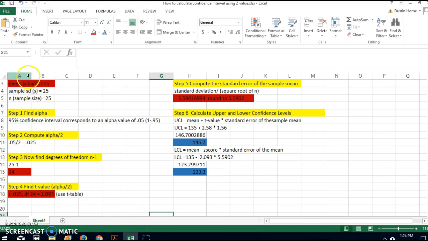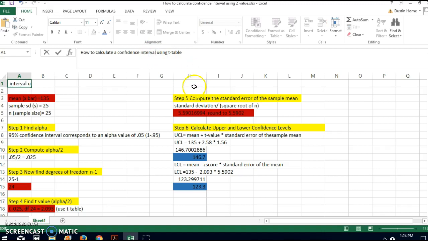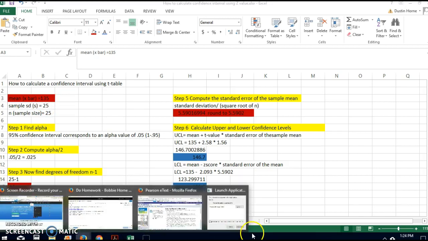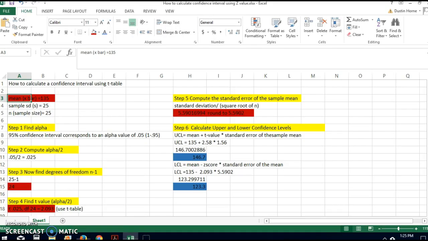And this right here is similar to what we did on one of the other videos, but it's how to calculate a confidence interval using the t-table. First of all, they told us the mean was 135, the mean of the sample. Let me just go back and show you. See, the mean of the sample is 135. Then you had 25 for the standard deviation, 95% confidence level, and n in this first one is 20. So I put all that up here.